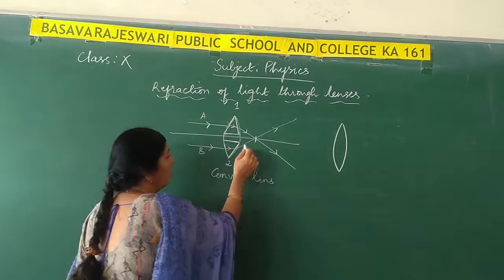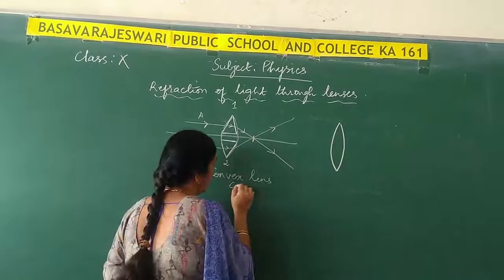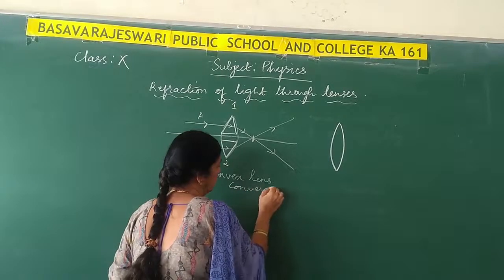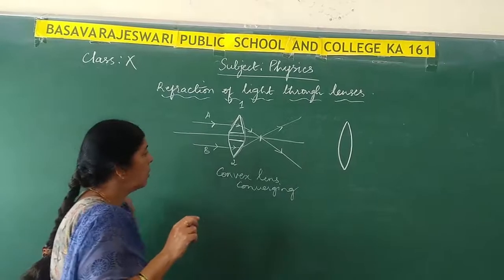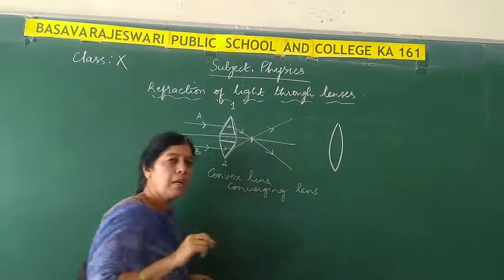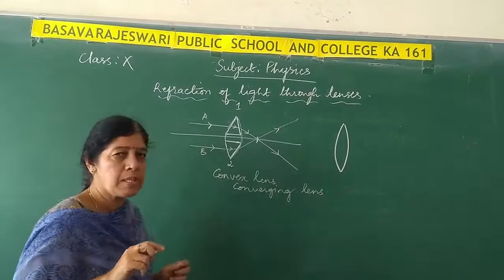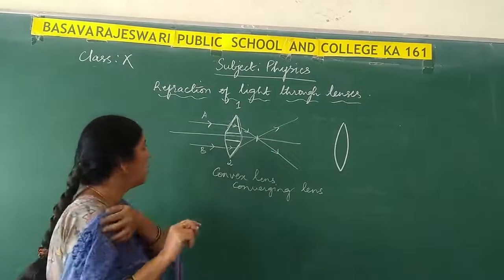So here, what action are we observing? We are observing converging action. So this type of lens can be used as a converging lens. Understood? So which type of lens can be used as a converging lens? A convex lens can be used as a converging lens.